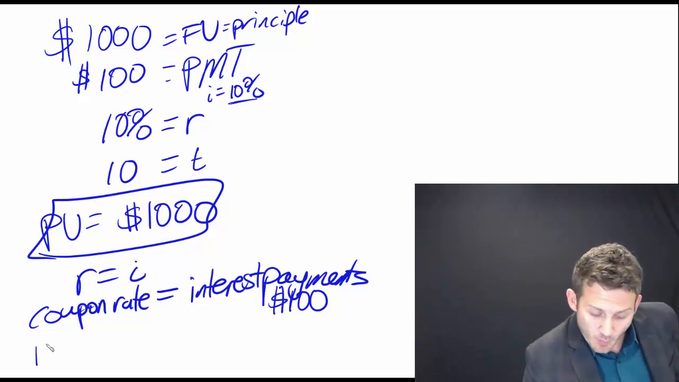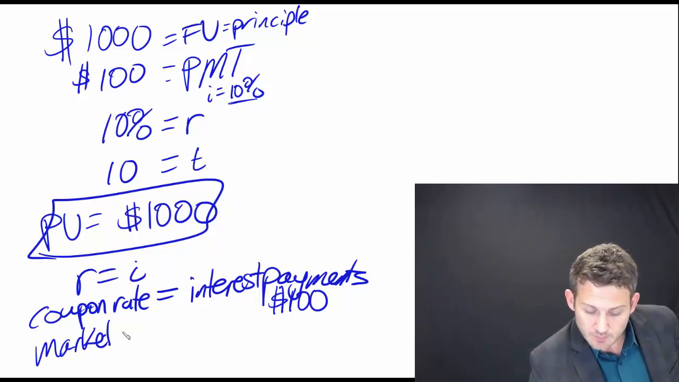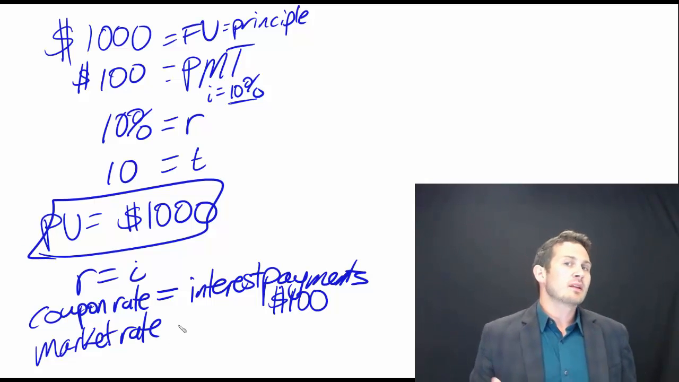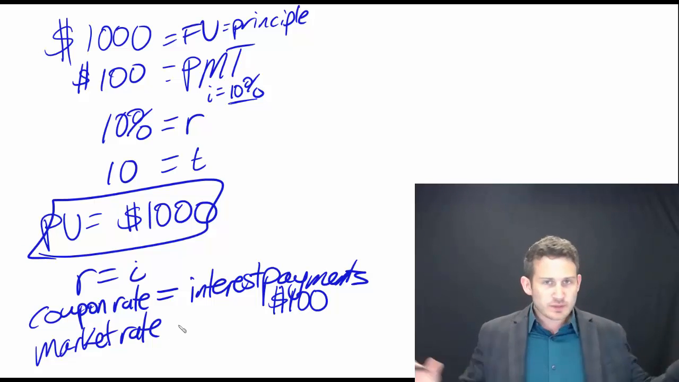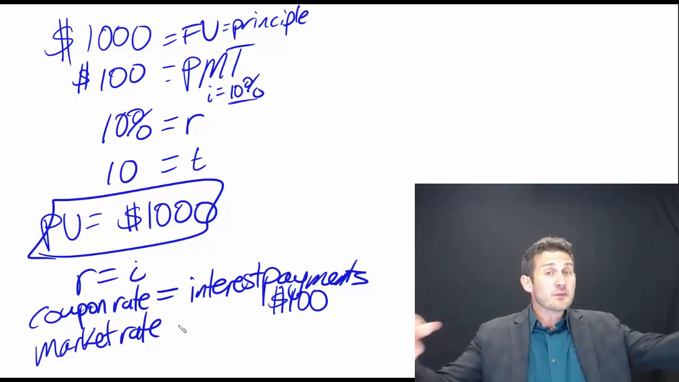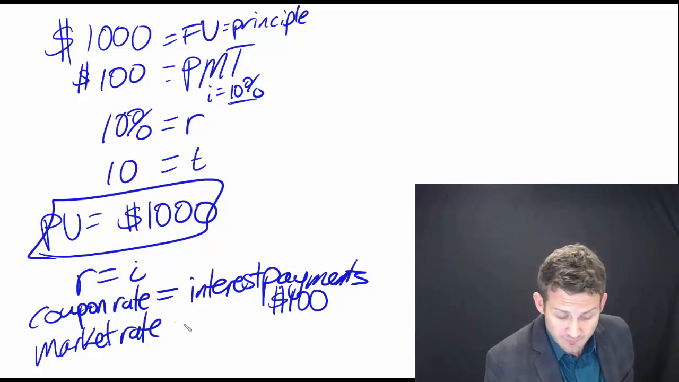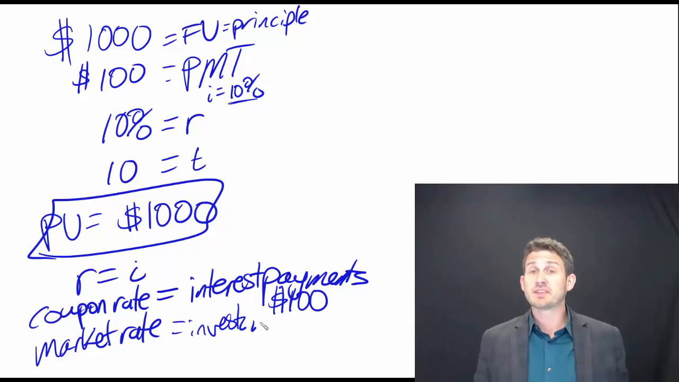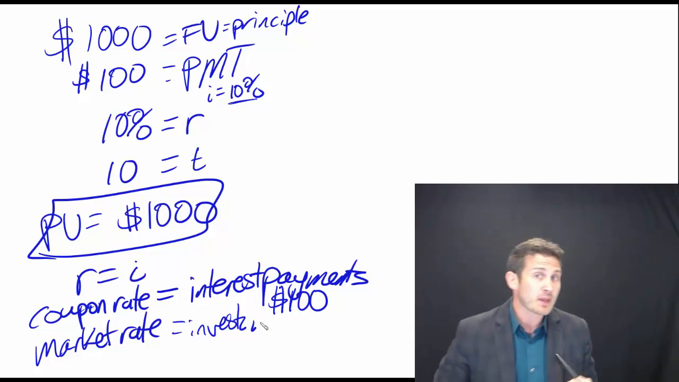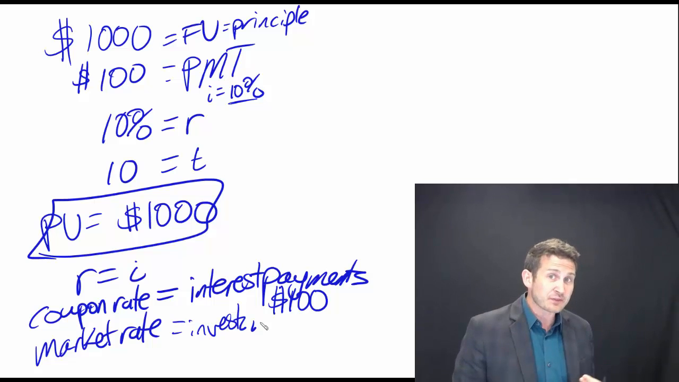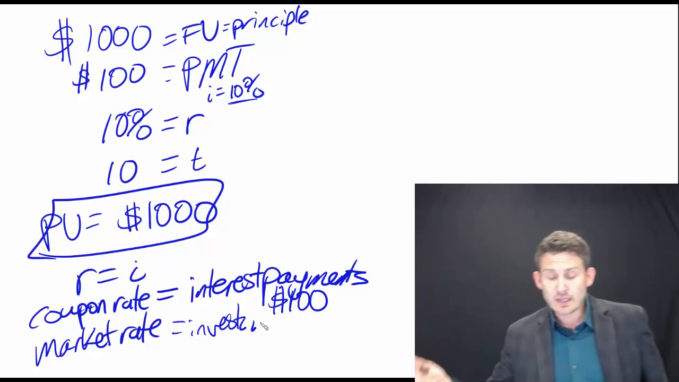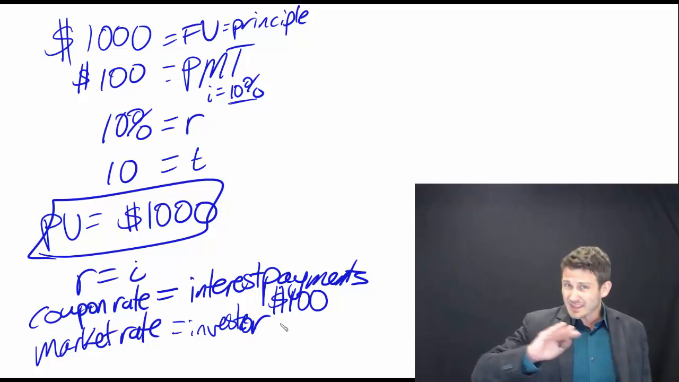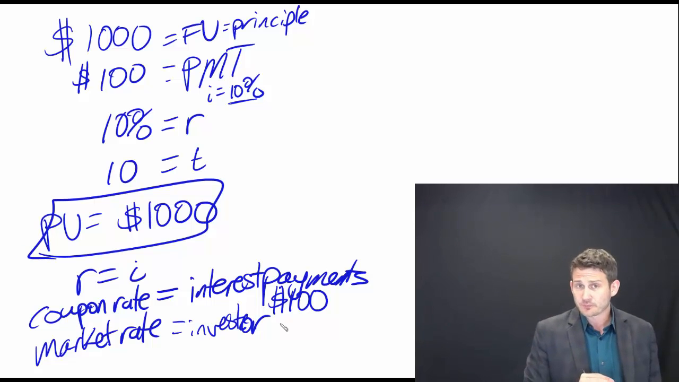Contrast that with the market rate. The market rate is just what I could walk into the bank and get a loan for today. It's just what the going rate is. This is from the investor perspective. This is what an investor has to receive for loaning me money, because I'm issuing a bond, and that investor is loaning me money. So there is a very big difference there.